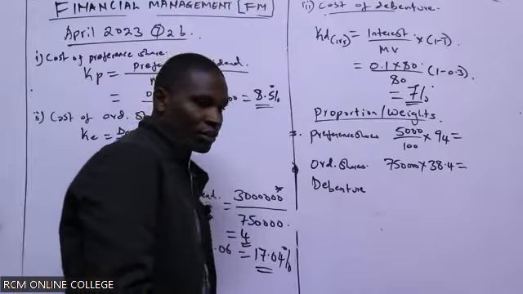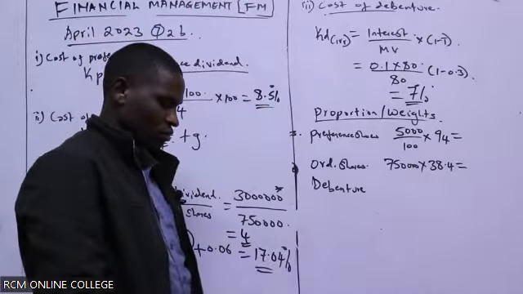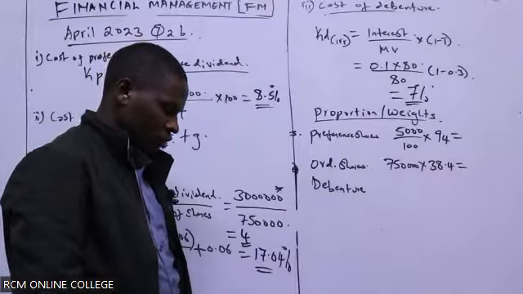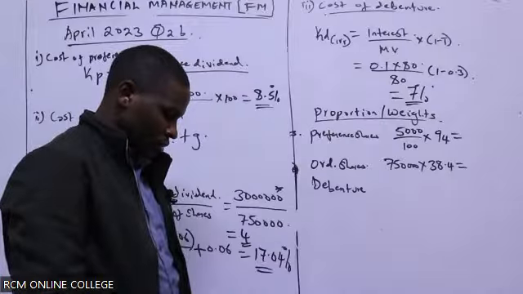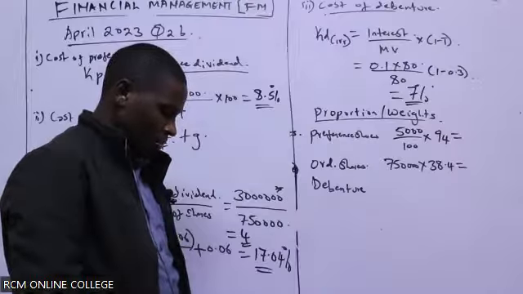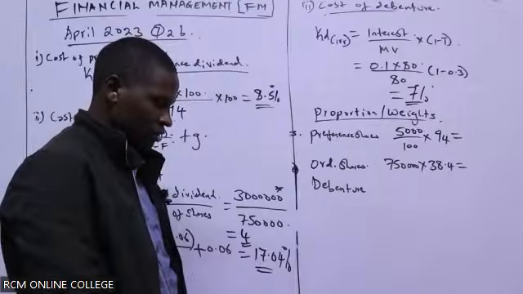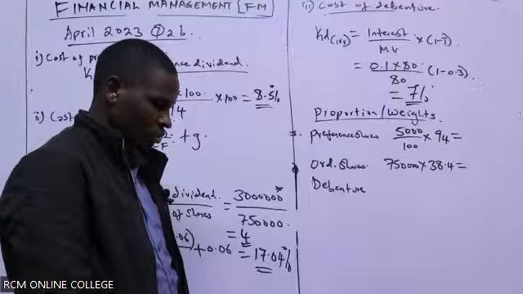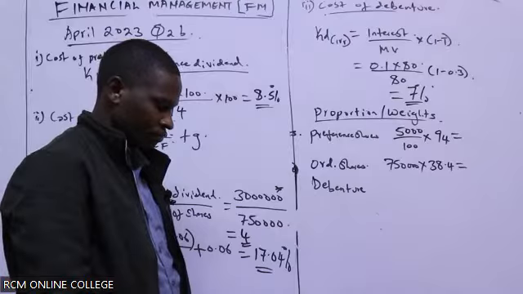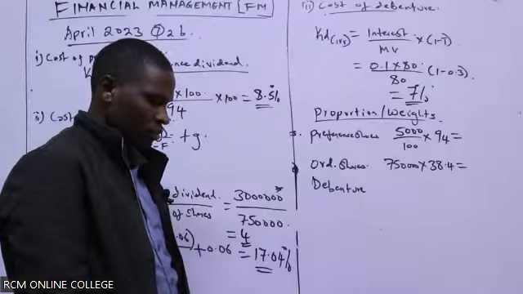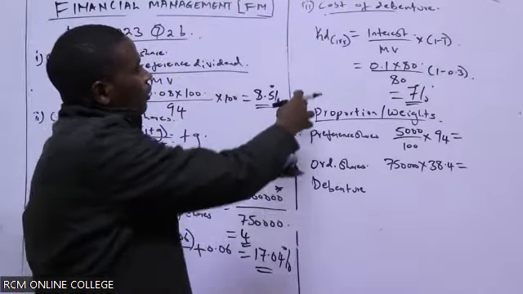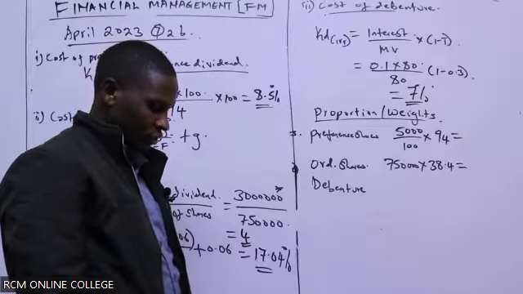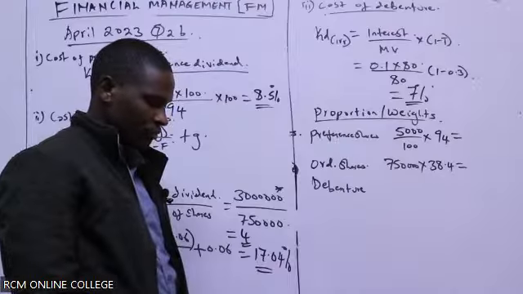Hii sasa debenture ni ngapi? Niangalie tu debenture yetu hapo vizuri. Debenture hatukuwa na par, si ndio? Debenture we did not have par, right? But now after what they have told us, tumeona par ni ngapi? Ni 80. Tumeona par ni 80.